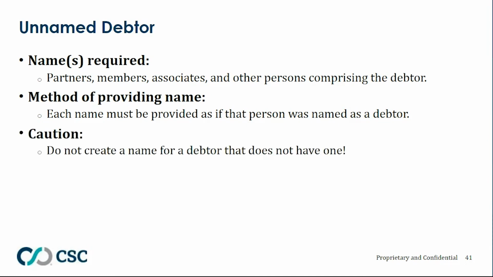And don't assume that if the debtor doesn't have a name that there must be one out there for it and create one. If it doesn't have a name, it doesn't have a name. At the very least, it might be a good idea, if it doesn't appear the debtor has a name, to provide what the name might be, and then also provide the names of the persons that comprise the debtor.